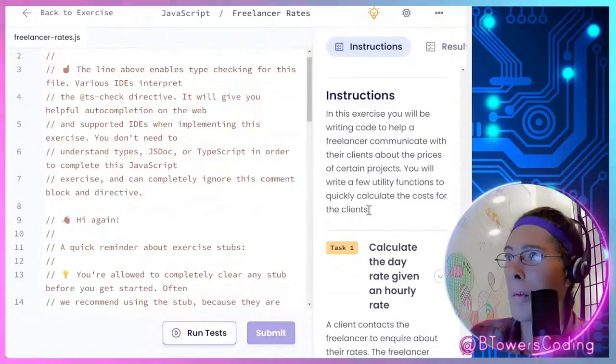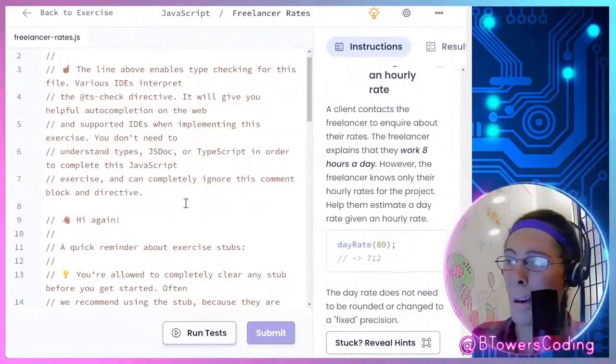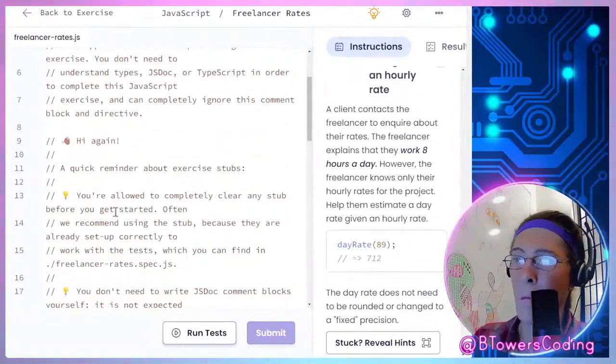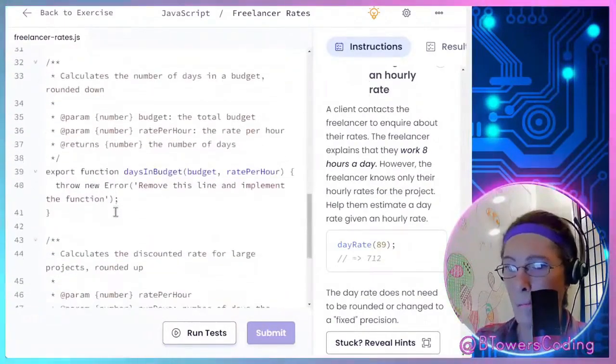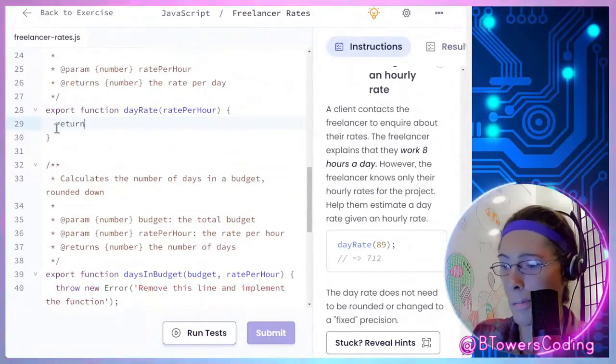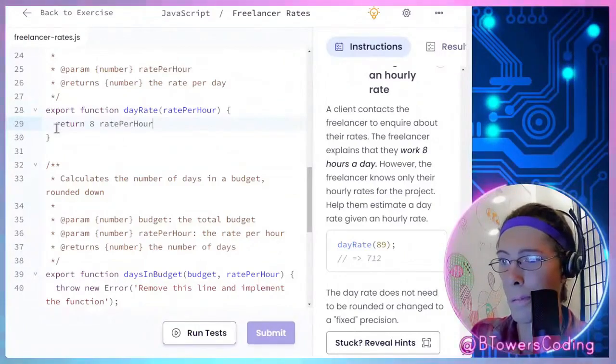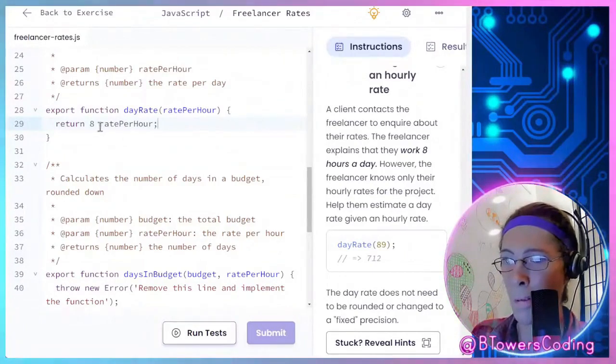We visit our freelancer one last time, and they explain that they work 8 hours a day. So if we're given an hourly rate, and we want to turn that into a rate per day, we would just take the rate per hour passed in and multiply it by 8.